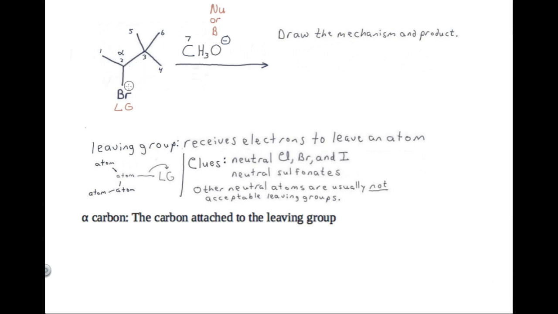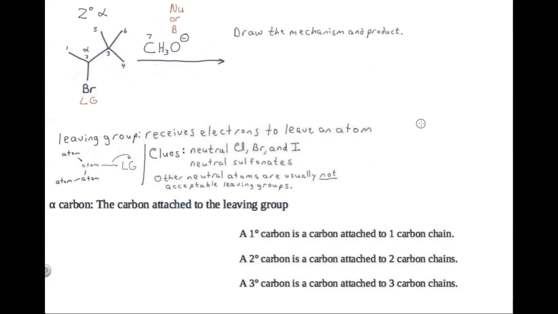Carbon 2 is attached to our leaving group, so I'm going to label carbon 2 as the alpha carbon. The alpha carbon is the carbon that's attached to the leaving group. This is the definition of alpha carbon that is helpful in this context. We need to know whether our alpha carbon is primary, secondary, or tertiary. So what do you think? Here's the answer. This alpha carbon is secondary.